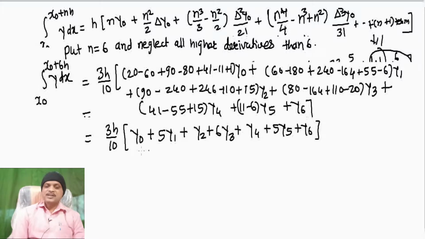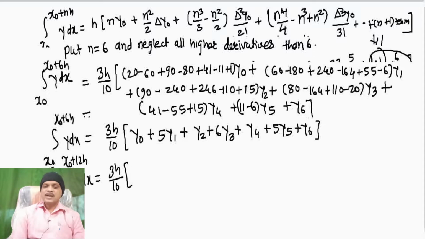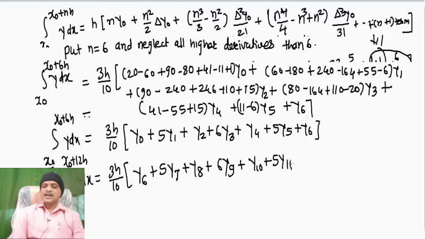So this is the integration of y from x0 to x0 plus 6h. Similarly, if we integrate from x0 plus 6h to x0 plus 12h, this will be 3h divided by 10, and the starting term will be y6 plus 5 times y7 plus y8 plus 6 times y9 plus y10 plus 5 times y11 plus y12.